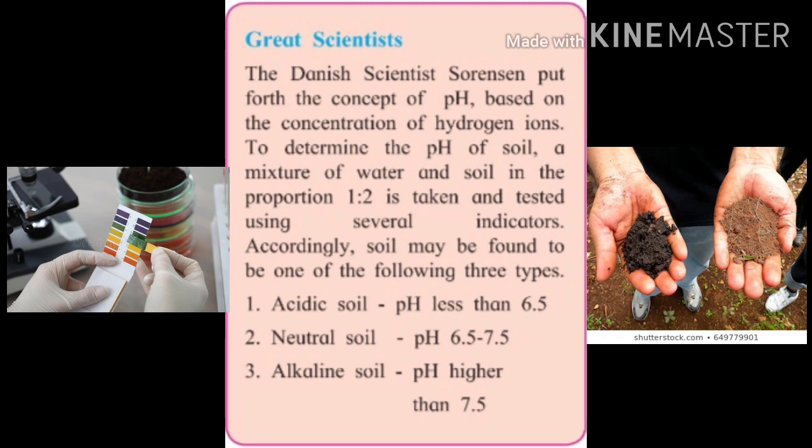First is acidic soil, which has pH less than 6.5. Second is neutral soil, which has pH 6.5 to 7.5. Third is alkaline soil, which has pH higher than 7.5.